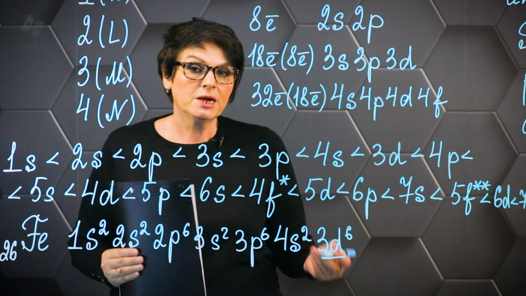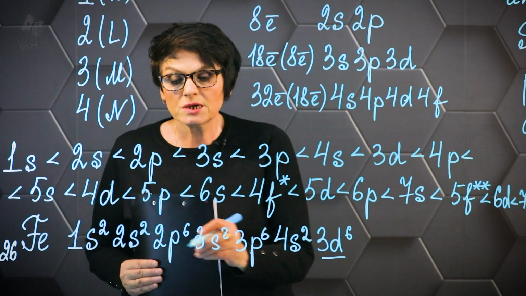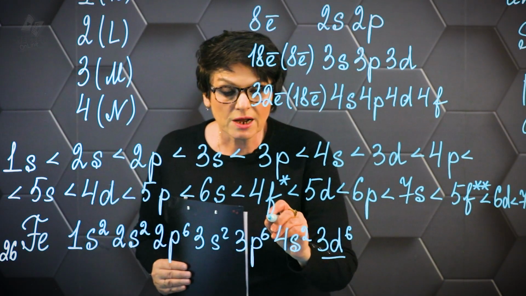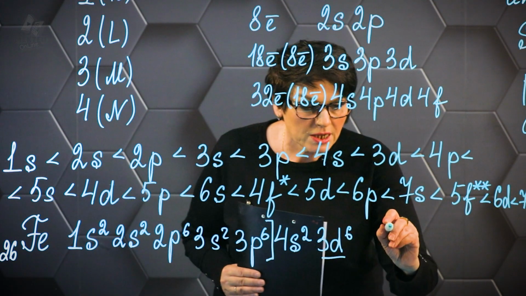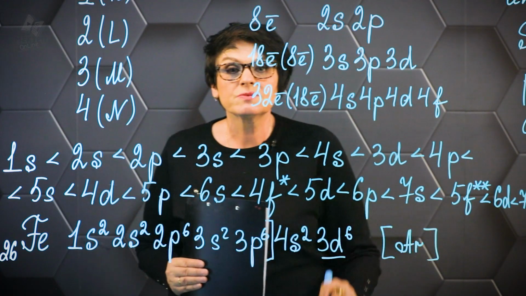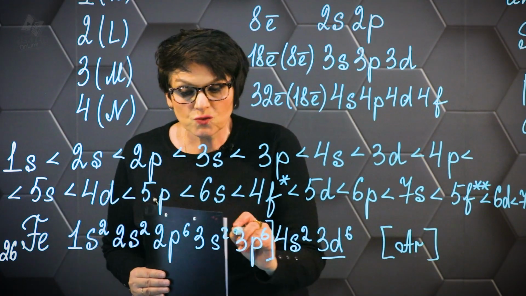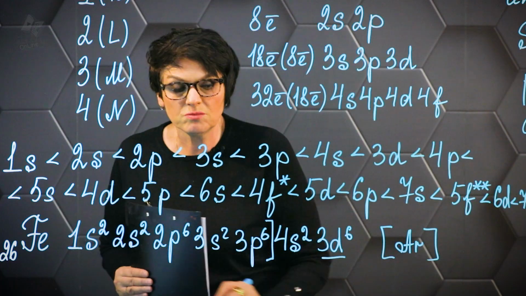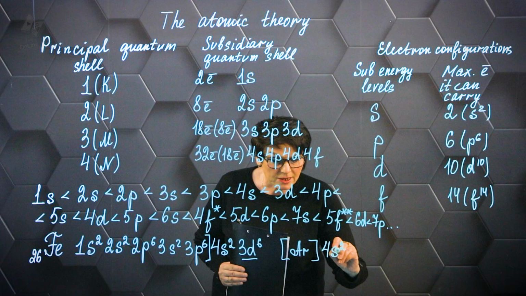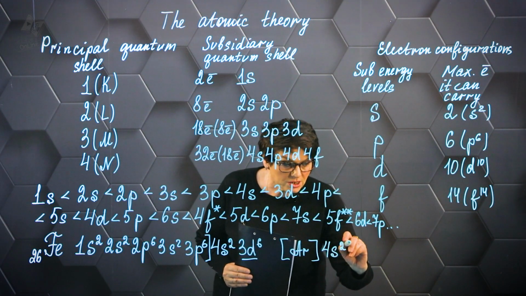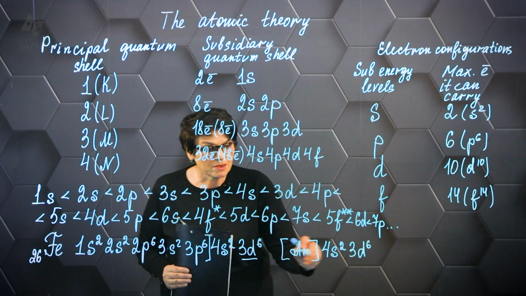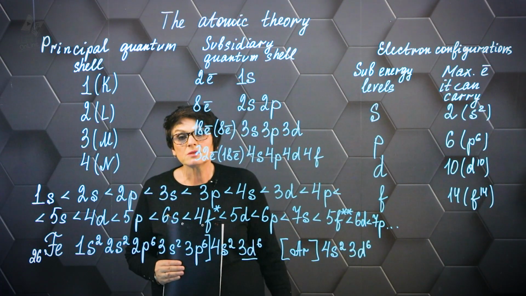But sometimes, in order not to write such a long entry, for chemical elements it is customary to do so. Here, up to 3p6, this is the element argon. That is, this record in square brackets of argon means that this part corresponds to the element argon. And then further we write down what is characteristic for the element iron: 4s2 and 3d6. So this entry is called the short entry for this chemical element.